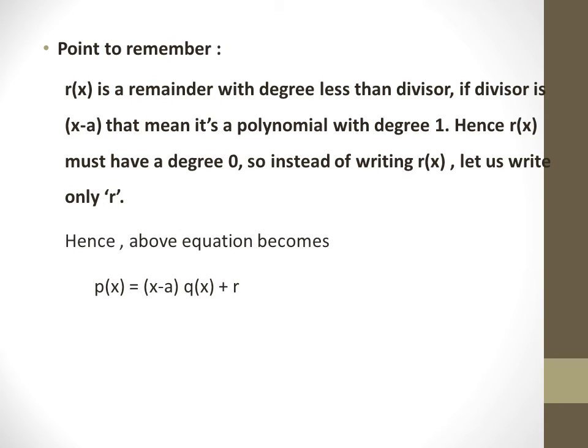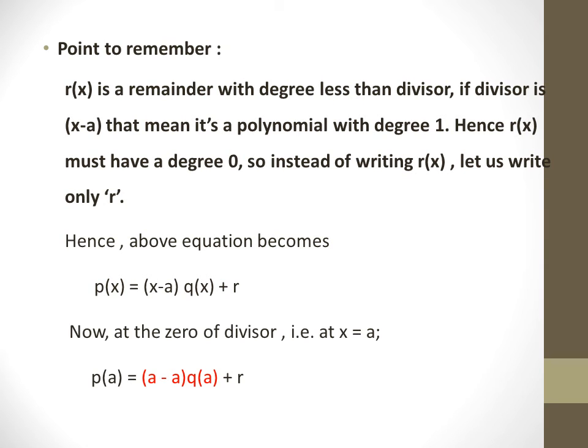So the above equation will be p of x is equal to x minus a into q of x plus r, where in place of r of x I have written r. Now at the 0 of the divisor, that is x equal to a, replace x by a. So what can we write? p of a is equal to a minus a into q of a plus r. Now a minus a is 0, so that term will completely be 0. What is the remaining term? p of a is equal to r.